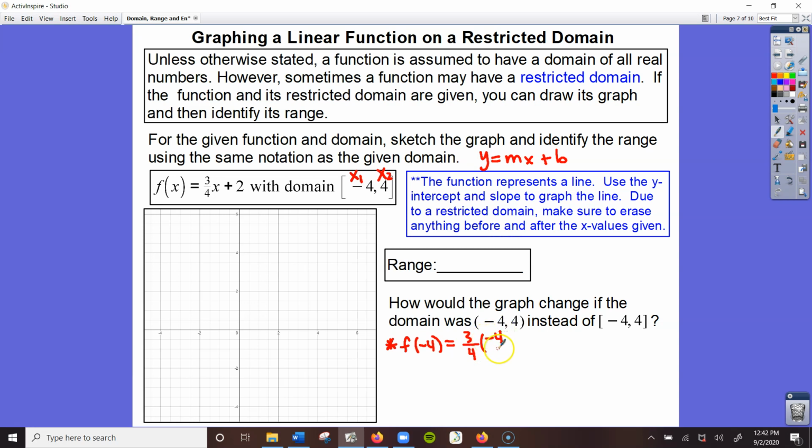Remember, whole numbers are always over 1, plus 2. When you multiply fractions, remember it's numerator with numerator, denominator with denominator. So this would give me -12 over 4 plus 2. -12 over 4 is -3, plus 2, which then is going to give me -1. That means that I have the coordinate -4, -1. So I'm going to go ahead and plot that point. That is the very first point of my graph.